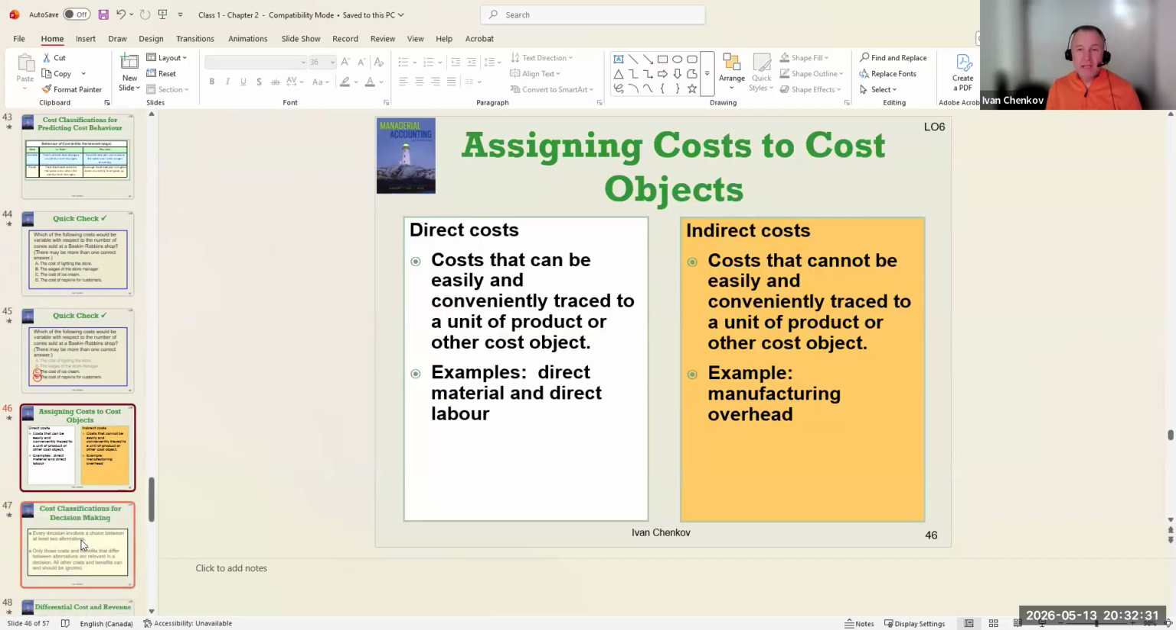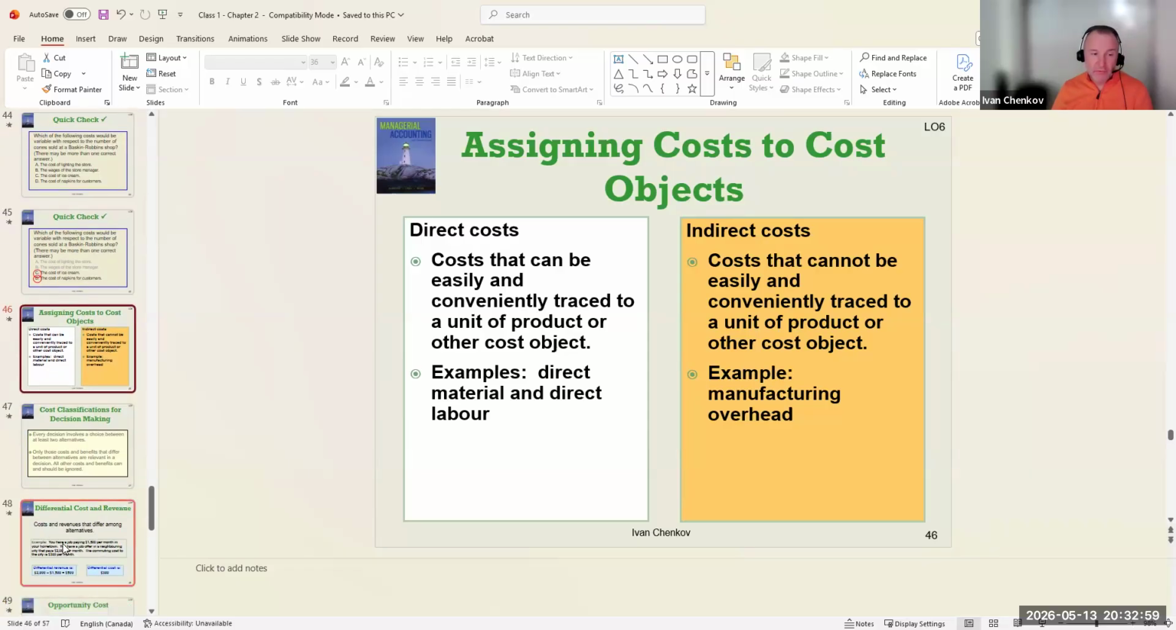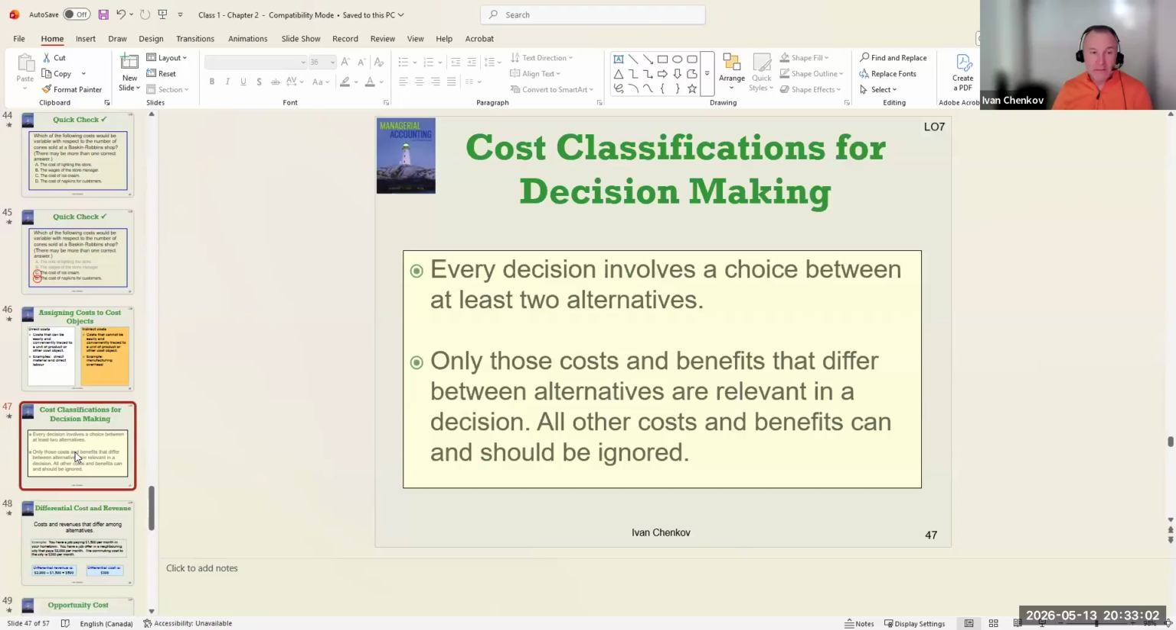Let's go with assigning cost to the object. Again, we have direct cost and we have indirect cost. Direct cost is the one that can be easily traced. The example will be all the costs that have the adjective direct in front of the cost. Indirect cost will be the cost that cannot be easily traced to the object, such as manufacturing overhead. The last topic that we have to cover today is decision making. Let's have a short break and then do decision making.